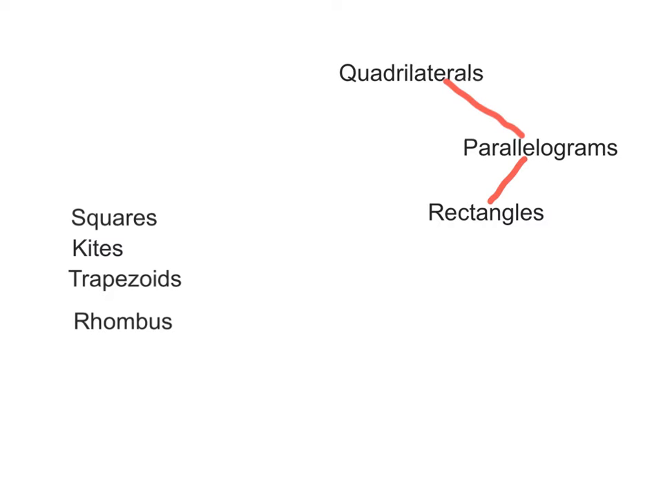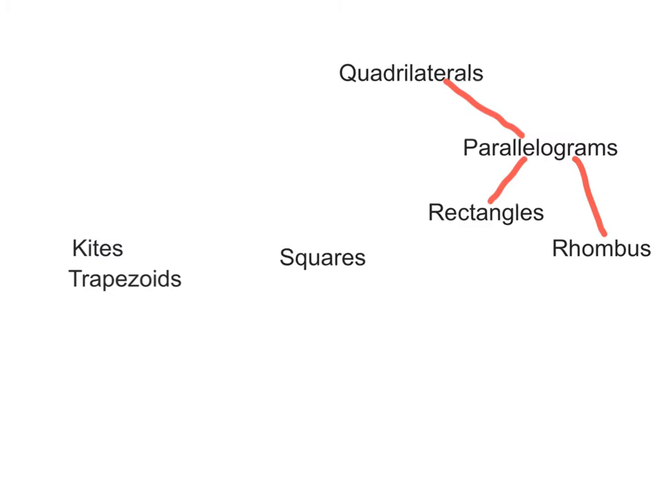Okay, what else? Well, if you remember, we have a little thing called a rhombus. A rhombus is another one. That is a parallelogram. Remember, that's the one where opposite sides are parallel and all sides are congruent. And do we have any other parallelograms? Sure, we have one more, and that's the square.